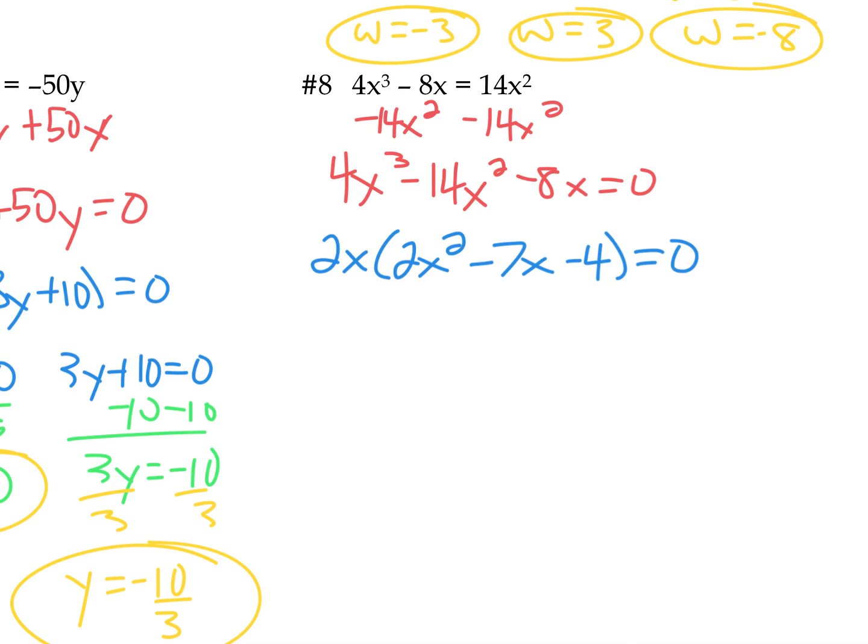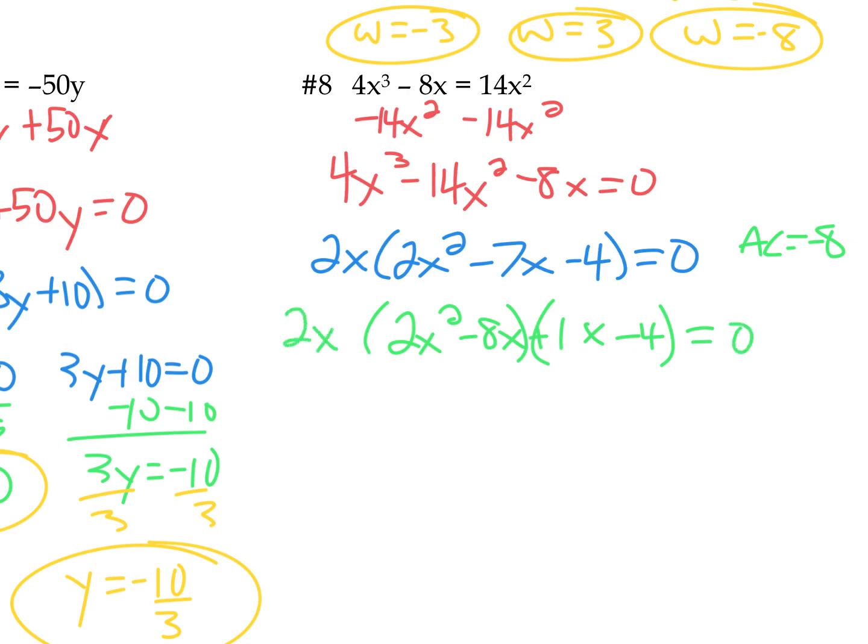Then I would need to use the AC method. So AC method here for this one, I'm going to have AC equals -8. So I'm going to have 2x squared, and then my factors of -8 that add up to -7 would be -8x plus 1x minus 4. I'm going to group these, equals 0. I still would have a 2x here as well. Bring that 2x down as one of my factors. We can bring it down at the end, that's fine, to make sure you don't forget it.